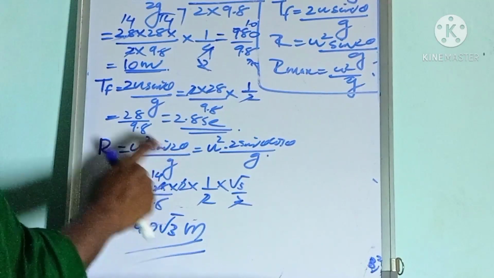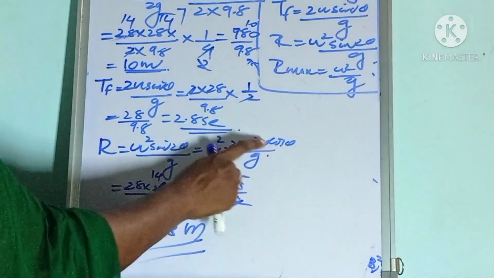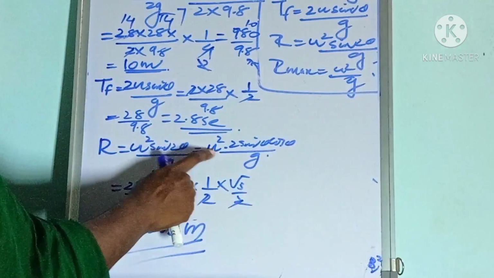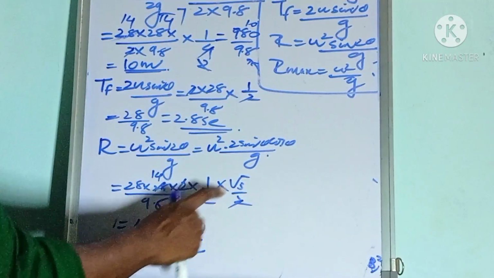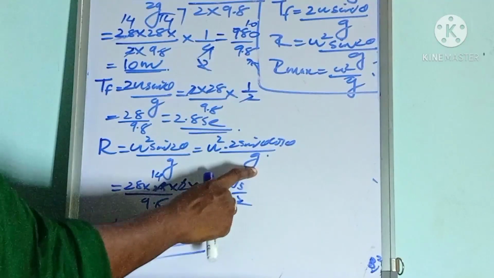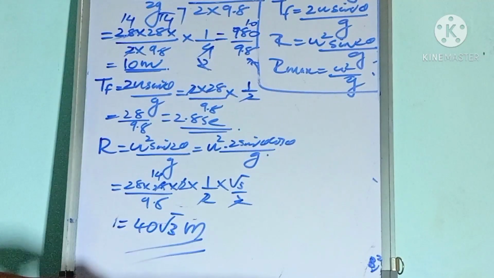You know the equation: u square sine 2 theta by g. Sine 2 theta can be written as 2 sine theta cos theta. Then we can substitute u square as 28 into 28, then 2 into sine 30, which is 1 by 2, cos 30 is root 3 by 2, divided by g, 9.8. So we got the value of horizontal range R as 40 root 3 meters.